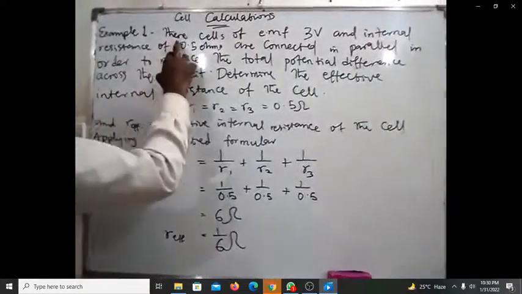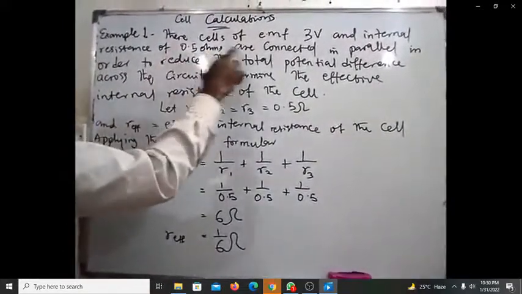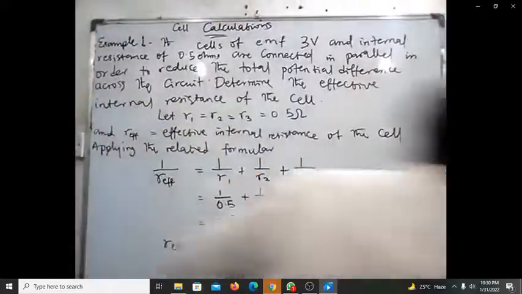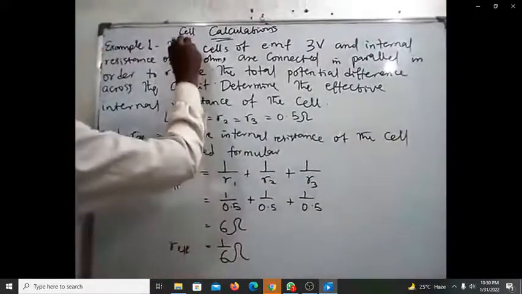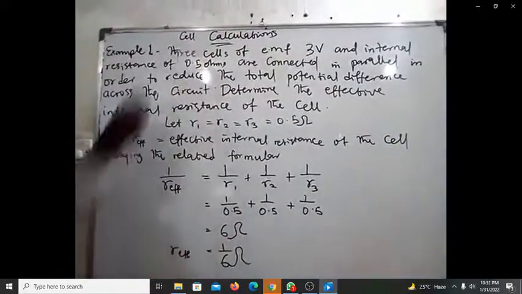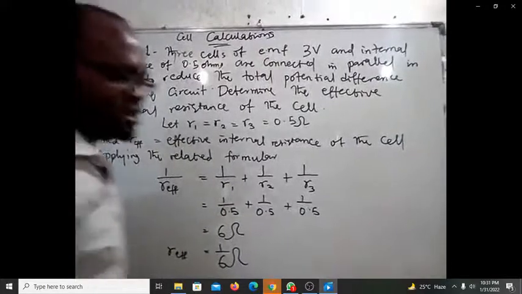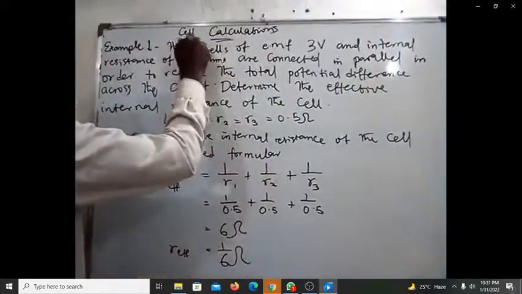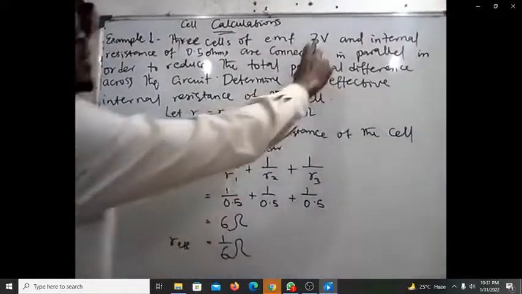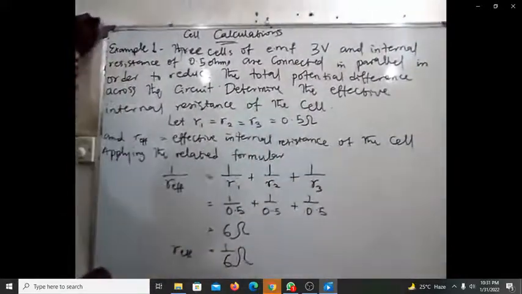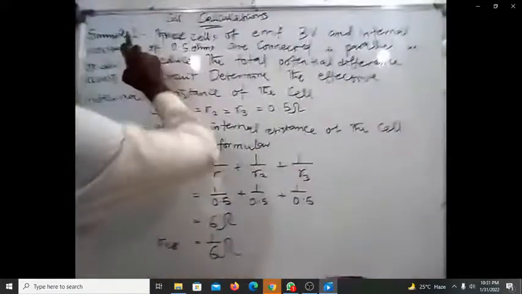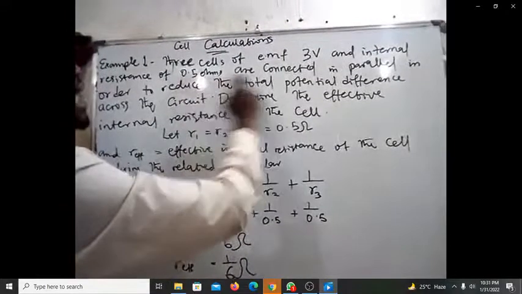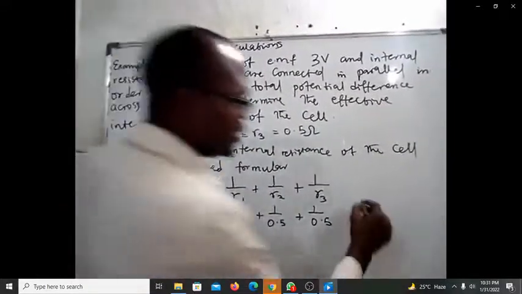Example 1. Three cells of EMF 3 volts each, and internal resistance 0.5 ohms, are connected in parallel. Please note, it's 3 cells. It's not 1, it's not 2, it's 3. All of them are of EMF 3 volts and internal resistance 0.5 ohms. They are connected in what? Parallel.